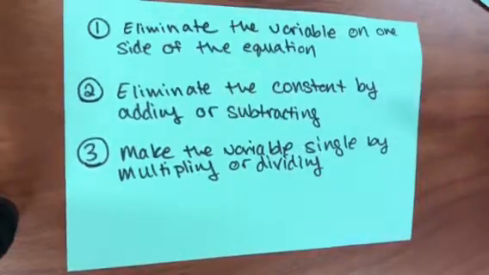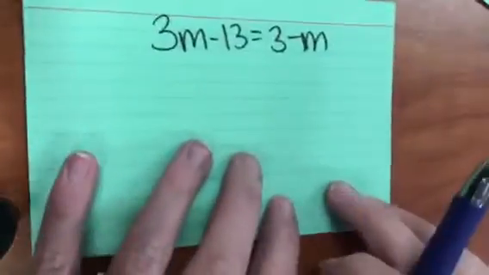The steps I used. Number 1, eliminate the variable on one side of the equation. Step 2, eliminate the constant by adding or subtracting. Step 3, make the variable single by multiplying or dividing. Make sure you write those down, at least have them, so that if I ask you... That's for my class too. Don't not write them down. We'll talk about winging it later, but right now you need to write these down. So take a few minutes to write that down. Pause it.